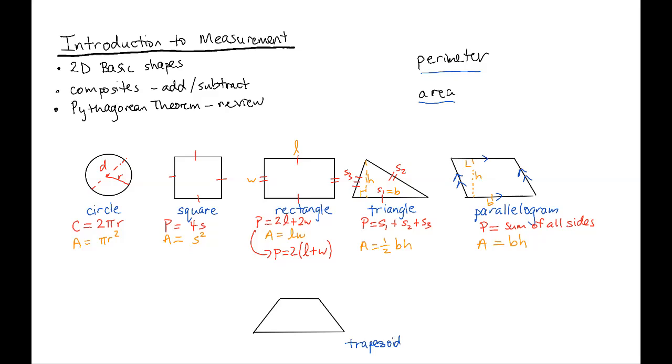Finally, with the trapezoid, the perimeter is very similar to the parallelogram, sum of all sides. So add up all the four sides, the four lengths. And usually, top and bottom are parallel. In terms of the area, the equation is half times (a plus b) times h. What is a? A could be the top of the trapezoid, b could be the bottom of the trapezoid, and h, very similar to the triangle and to the parallelogram, it's the height.